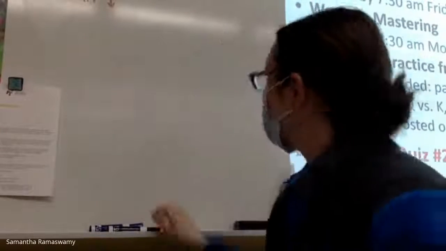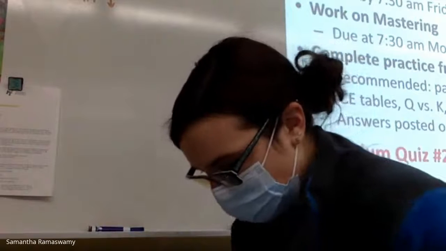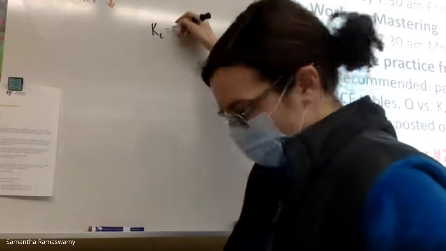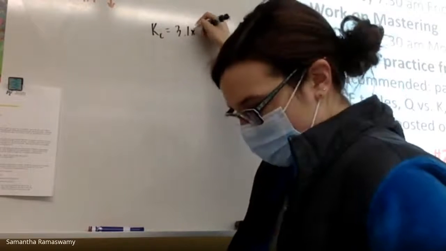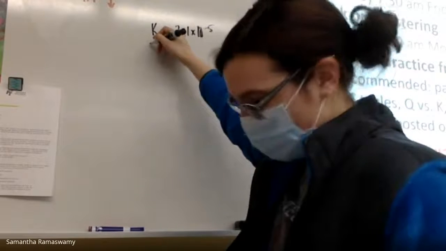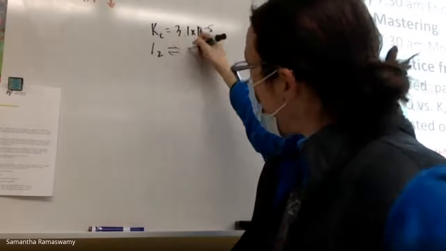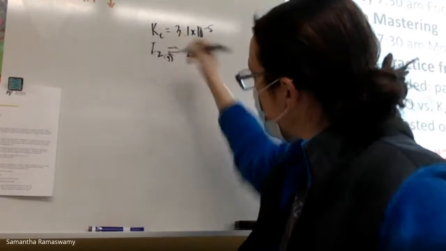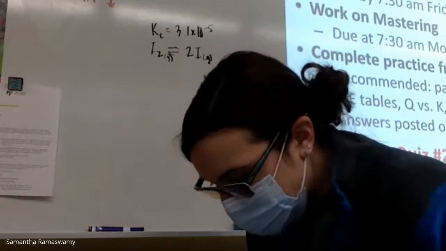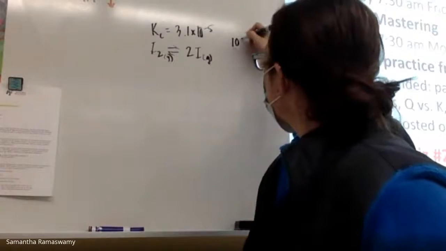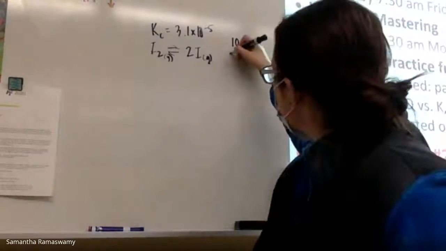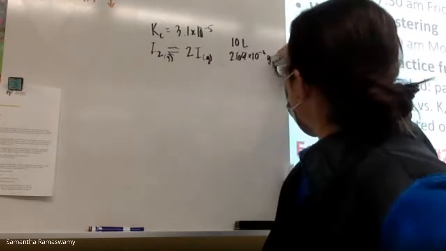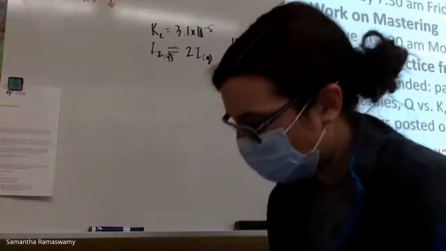All right, so for number 23, it says at 800 Kelvin, the equilibrium constant for the following reaction, Kc, is 3.1 times 10 to the negative fifth, and it's I2 at equilibrium with 2I. They're both gases. And then it says if an equilibrium mixture in a 10-liter vessel contains 2.69 times 10 to the negative second grams of I, how many grams of I2 are in the mixture?